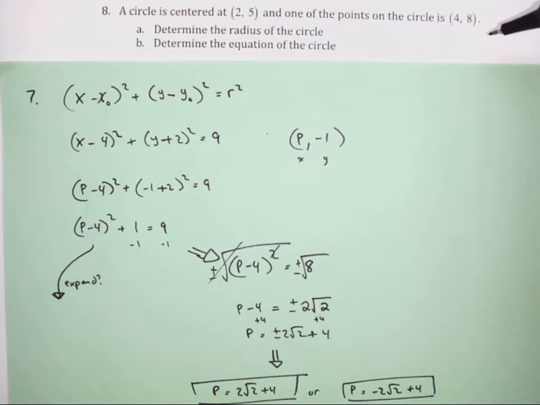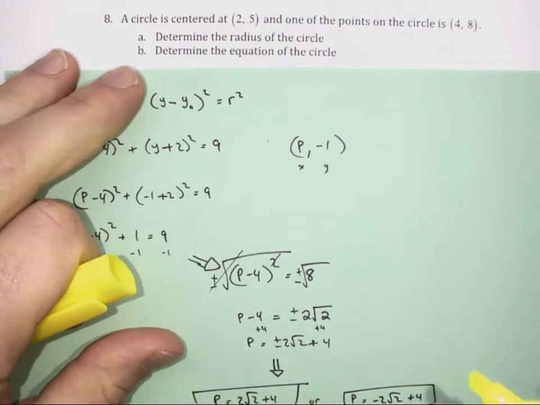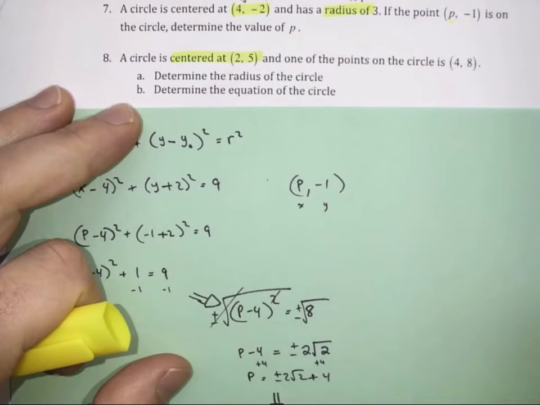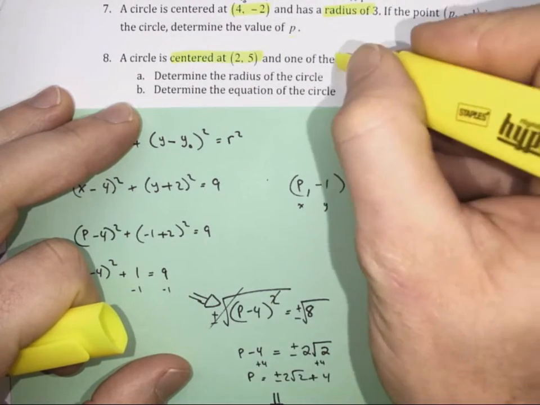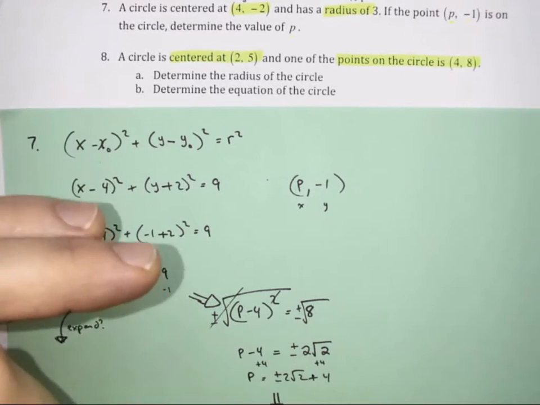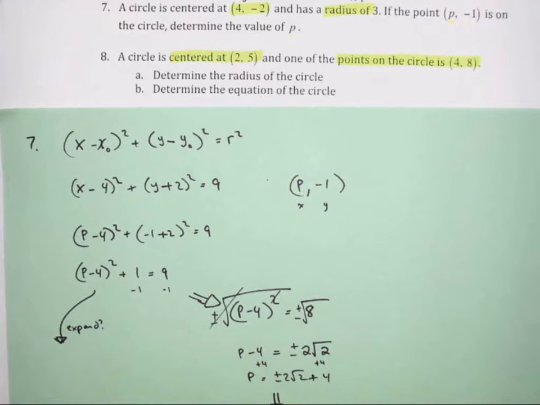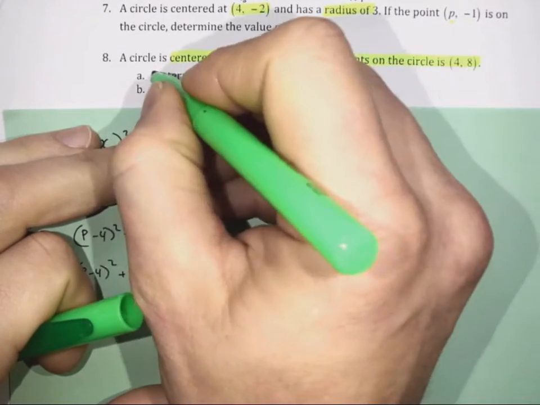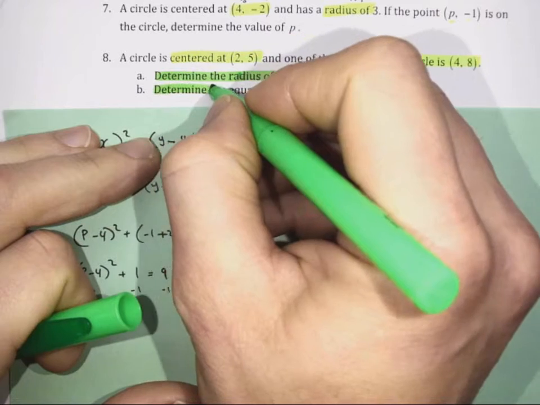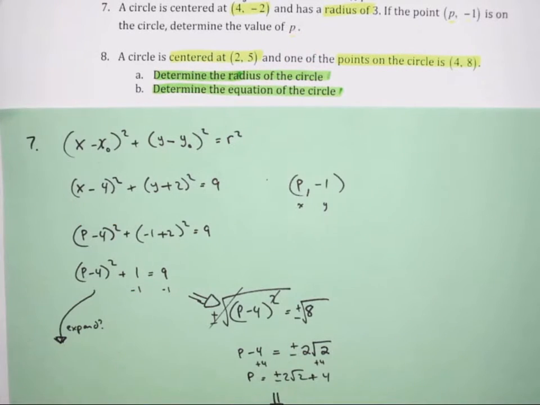So what we're going to do is we're going to start by drawing a picture. So I would start with some sort of graphic strategy. We can recognize we're given a circle is centered at 2, 5. And there's a point on the circle, which is 4, 8. That's what's given. And we're required to find the radius of the circle, determine the radius. And we're also required to give the equation of the circle.